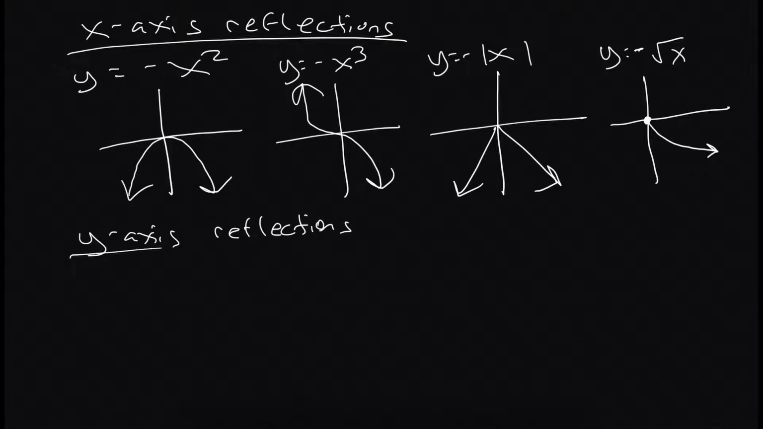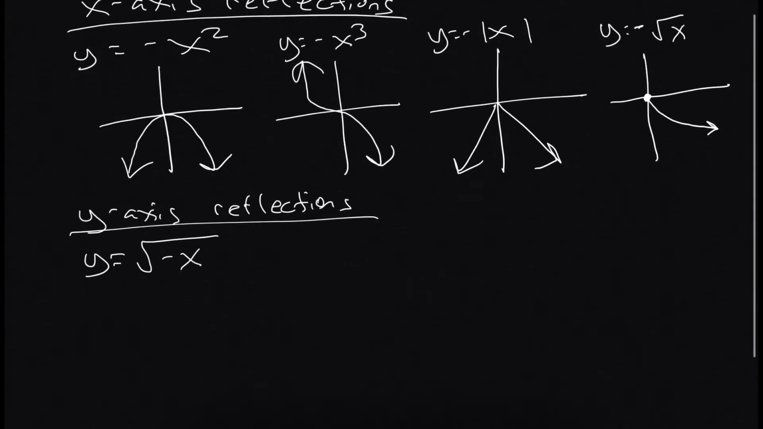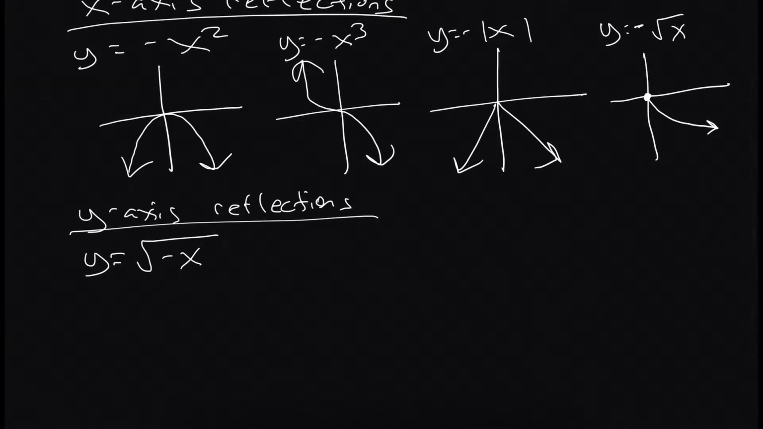Let's tack on y-axis reflection here as well. Y-axis reflections, the negative is going to be on the inside of the function multiplying the x, as opposed to multiplying the whole function. So for example, I'm going to look at the square root of negative x. So it's not a number being subtracted anywhere. It's the x on the inside of the function now being multiplied.